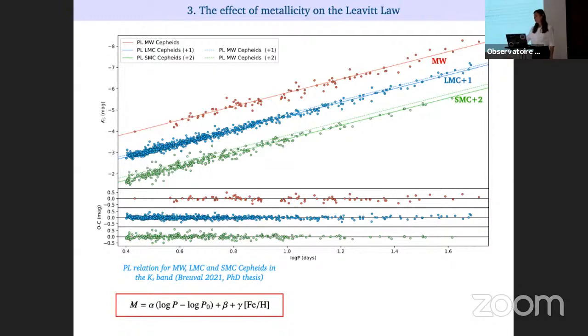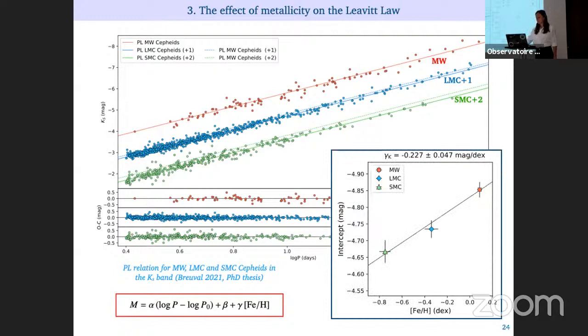So I fixed the slope of this relation to that of the LMC because it's the largest sample of Cepheids. And I represented the intercept as a function of metallicity. So we have 3 points, and I fitted the straight line again with the Monte Carlo simulation, including uncertainties on both axes. And I obtained a negative sign, so consistent with the previous test, but now with a way better precision, it's really lower and similar with what we have in the literature. So this sign means that metal-rich Cepheids are brighter.